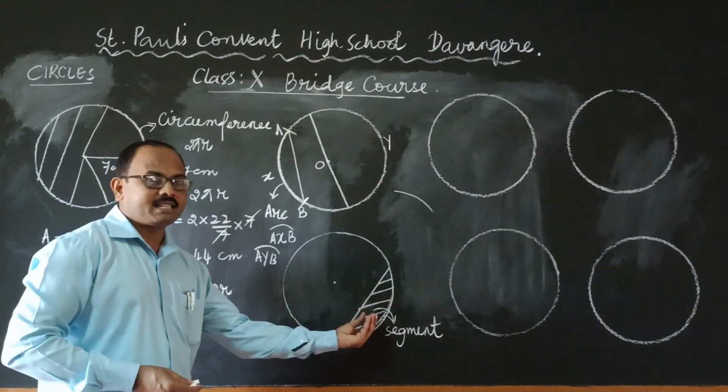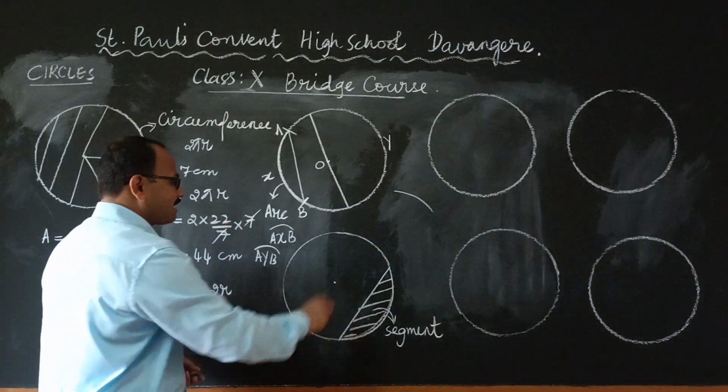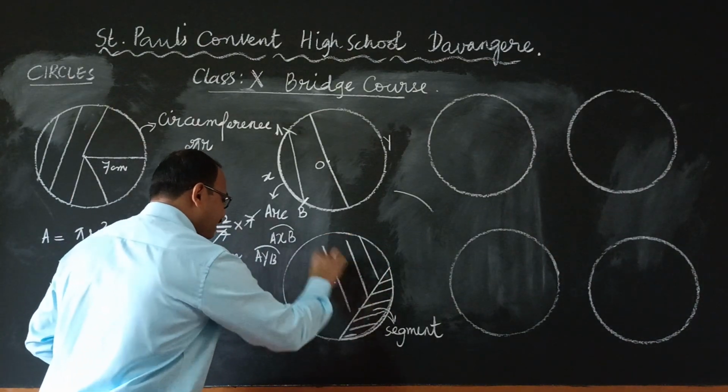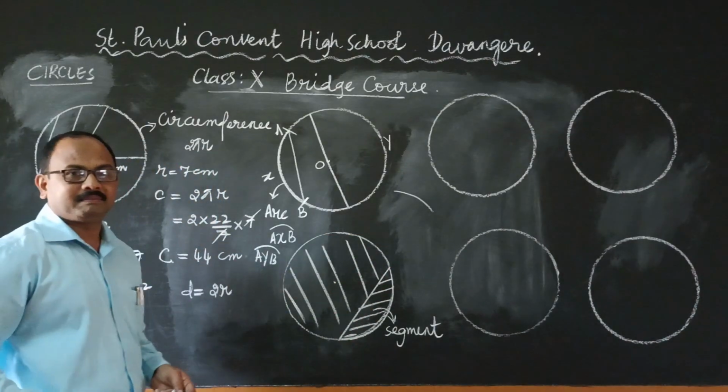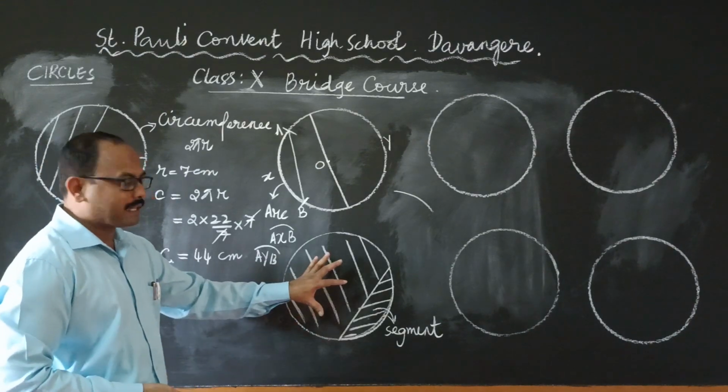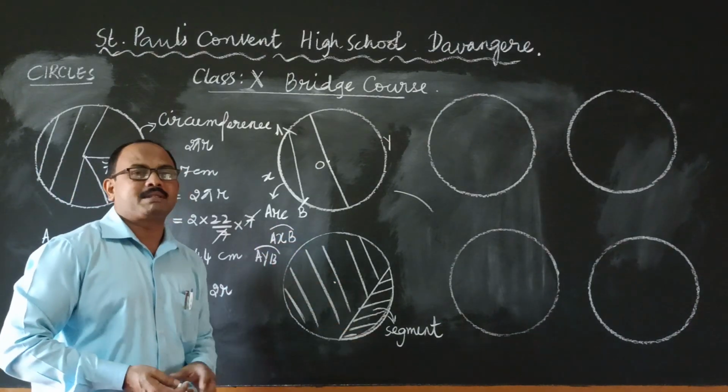This is a smaller segment. This is a bigger segment. This part. Therefore, this becomes the major segment. This becomes the minor segment.